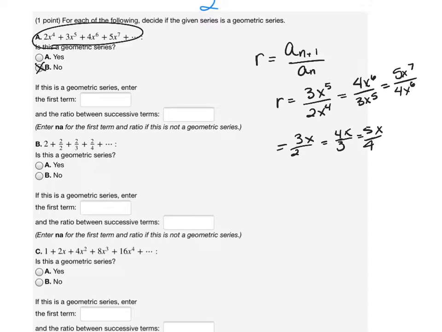And then it says if it is not a geometric ratio, then for the first term, enter NA. NA is what you're going to put in there for that. And then if the ratio is not, so we just put NA there. And we may have to put NA there too.